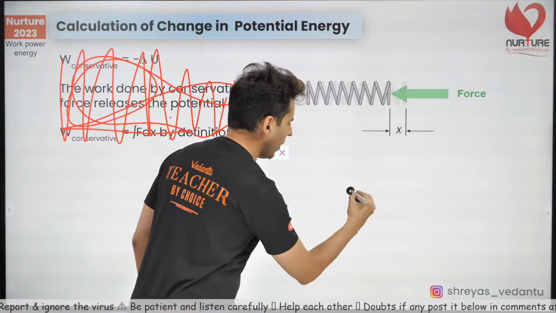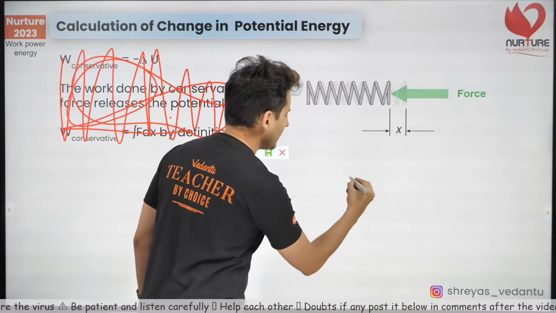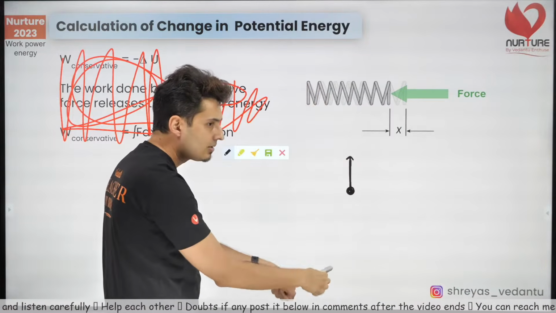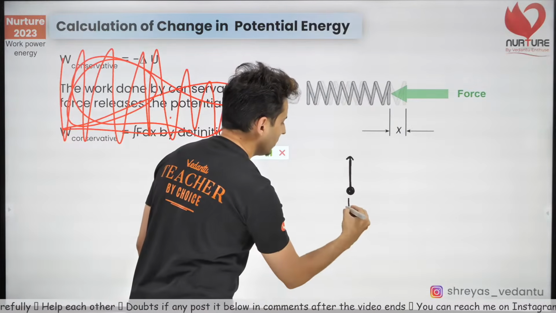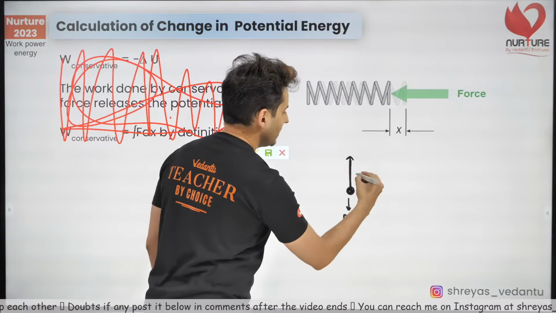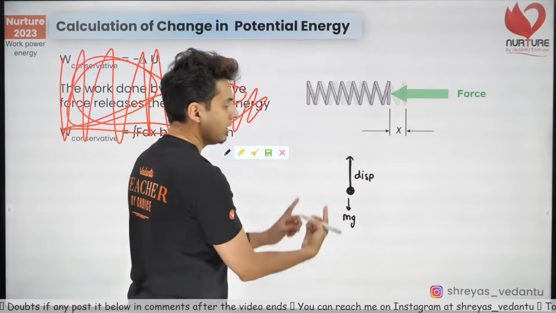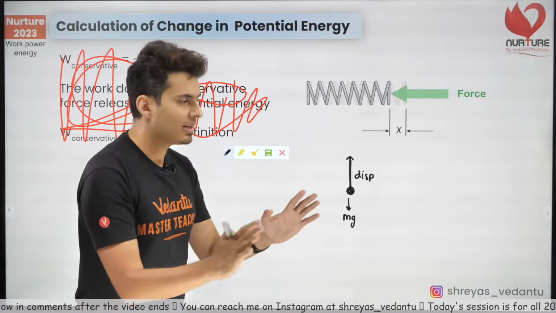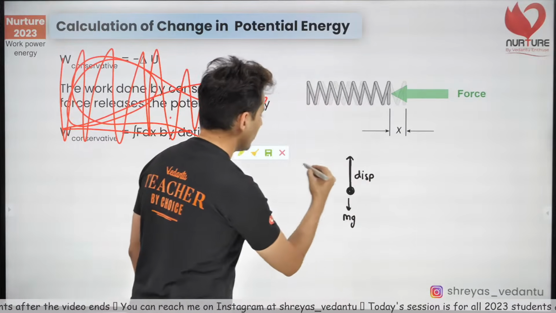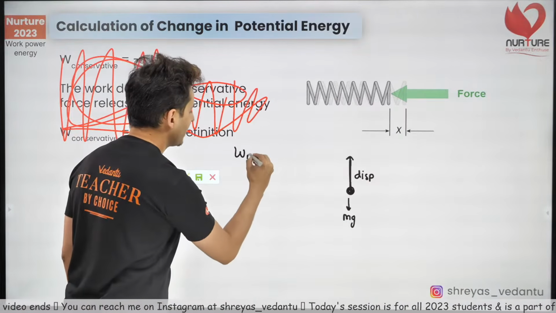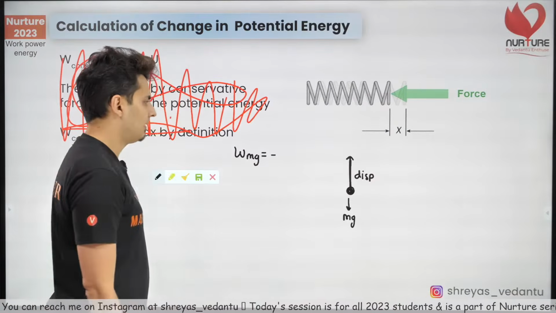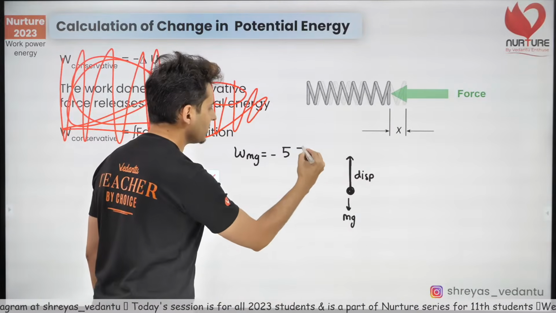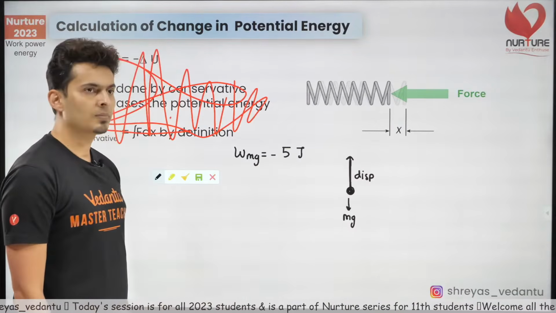Now just imagine you have some block, and you take it up. When you take it up, gravity is downwards, so we all know mg is downwards, and displacement is in the vertically up direction, so the work done will obviously be negative. If I ask you what is the work done by gravity, work done by mg, obviously it will be negative. Let's just assume for namesake it is minus 5 joules.